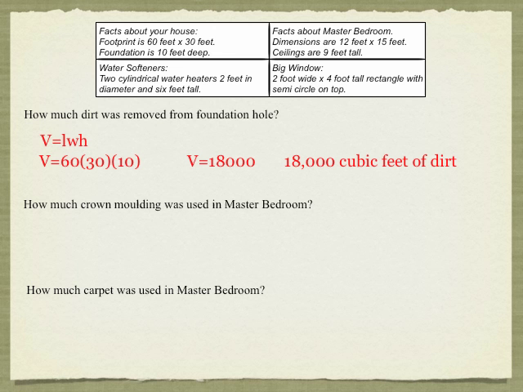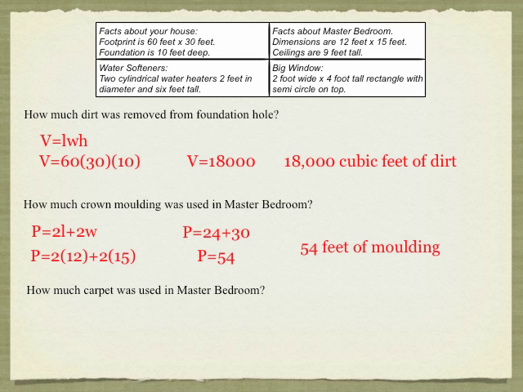How much crown molding was used in the master bedroom? Well, we know that the dimensions are 12 by 15 and it goes all around the outside. The perimeter of a rectangle is 2 times the length plus 2 times the width. So it's 2 times 12 plus 2 times 15. So we have 54. What are my units? Perimeter will just have single units. It's just linear units. So it's 54 feet of molding.